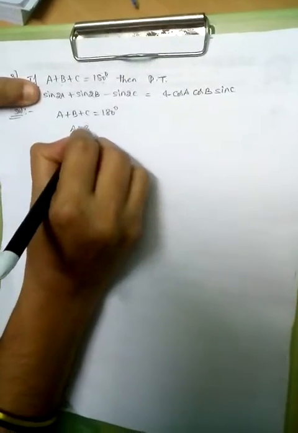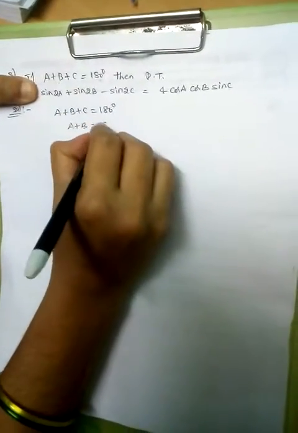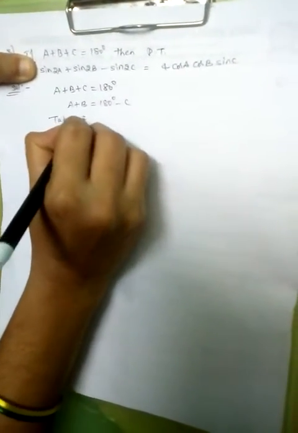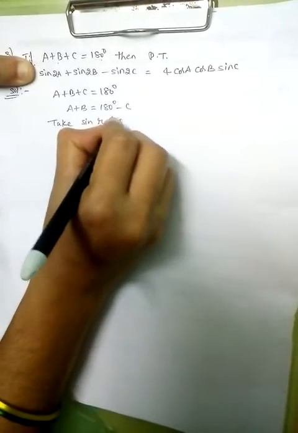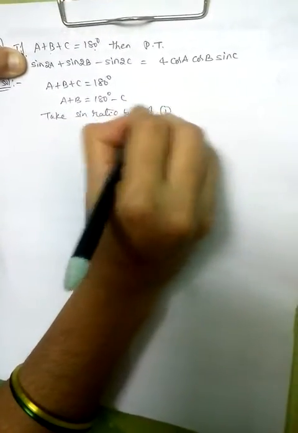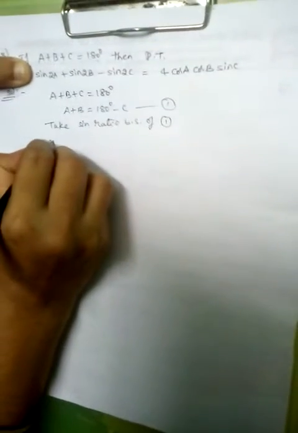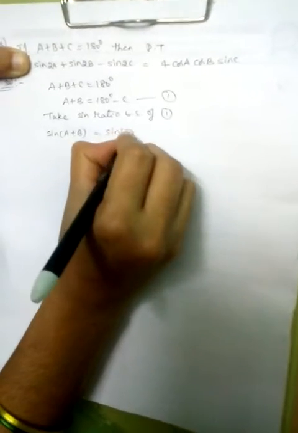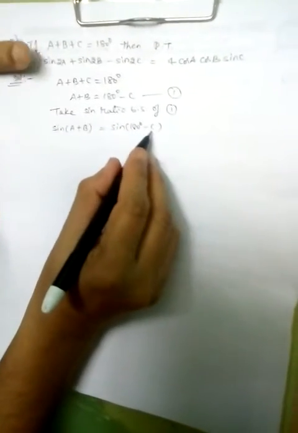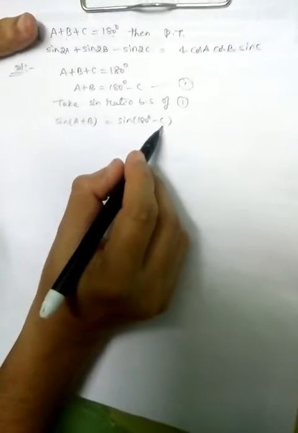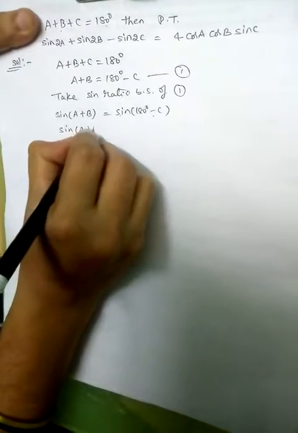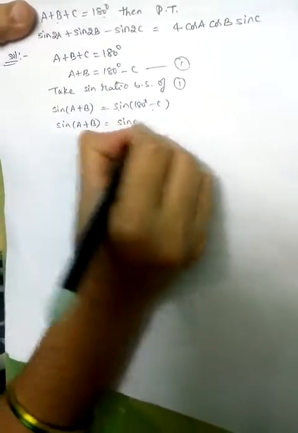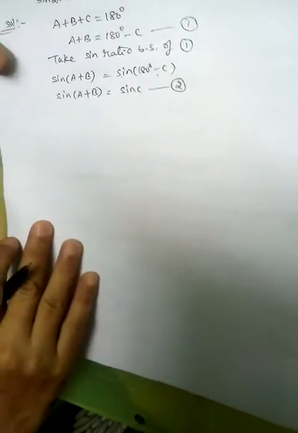Now a plus b is equal to, take this c to that side, 180 minus c. Take sine ratio both sides of 1. I will take this as 1. Then sine of a plus b is equal to sine of 180 minus c. 180 minus theta is the second quadrant. In second quadrant, sine is positive. So sine of a plus b is equal to sine c only. Now this we can take 2.